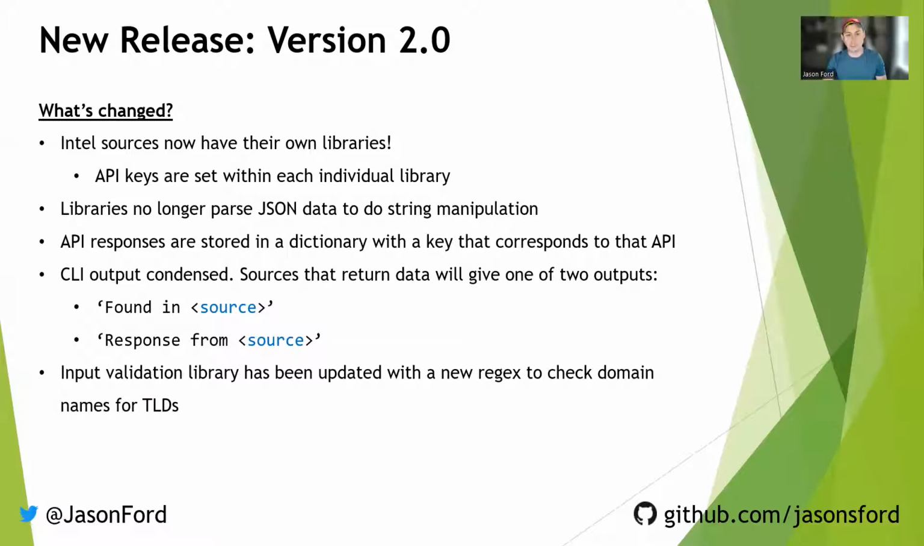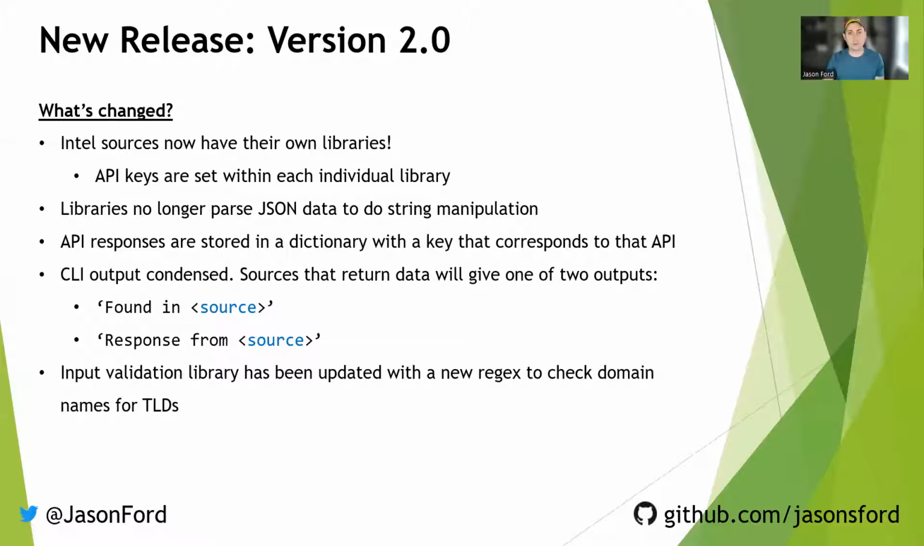Something else, if you've used the Intel Collector script in the past, that you'll notice is that the output that goes to the command line has been condensed significantly. Sources that return data are now only going to give you one of two outputs. You'll either see something was found in whatever the source was, or there was a response from the source. In a lot of cases, a 200 response from some of these APIs will actually return empty values. So there's no way to tell, in some cases, whether you're actually going to get data back, but you will notice that if something was found, it will say found. If you just got a response back, even though it may be an empty response that's entered into the CSV file, it'll say response from that source.